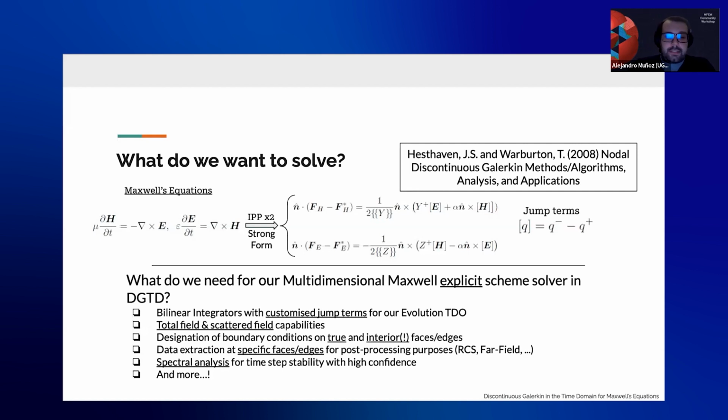We're also going to need extraction of data on specific faces and edges for some post-processing, such as radar cross-section or far field, near field. We're also going to need spectral analysis to ensure time step stability and high confidence. And of course, as we keep thinking, we find more things.